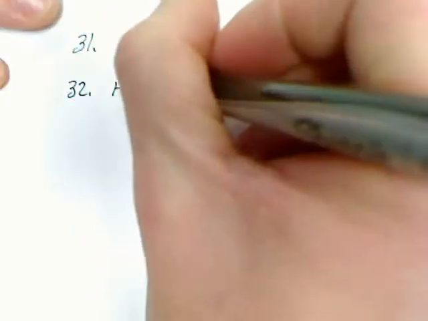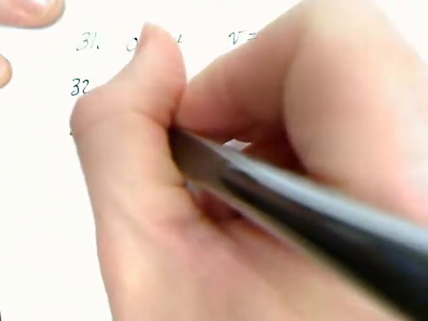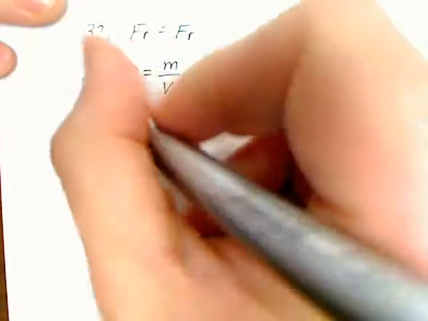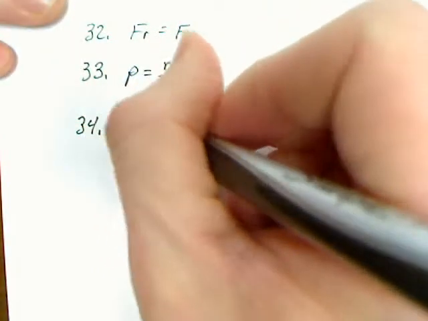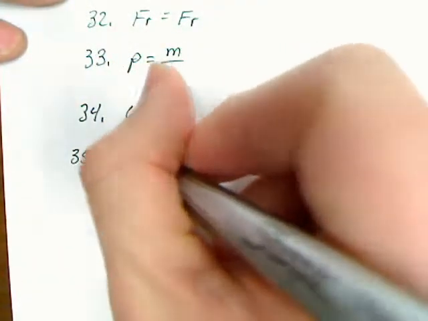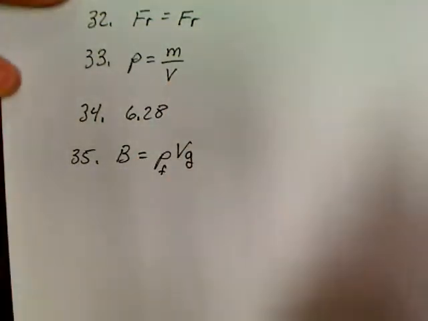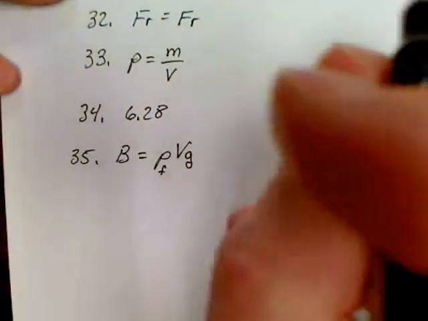32. Teeter-totter. F r equals F r. 33. Density is equal to mass over volume. 34. 1 revolution is equal to 6.28 radians. 35. Things that bug me. Buoyancy is equal to rho V g, and that rho stands for the fluid's density that you're sitting in.